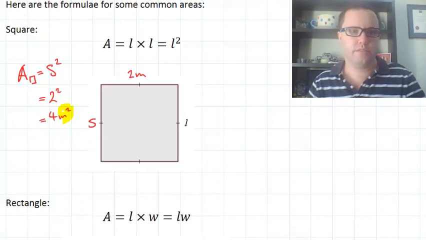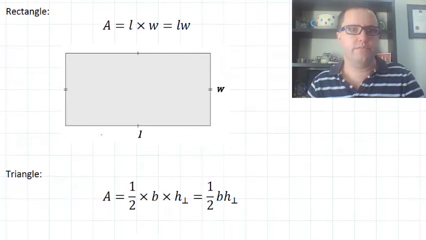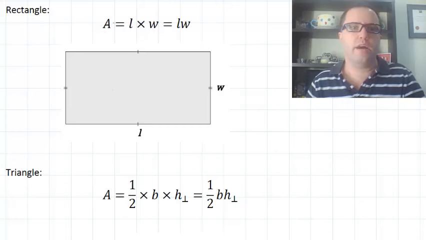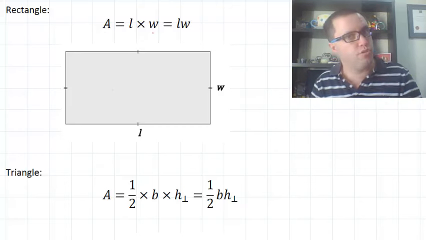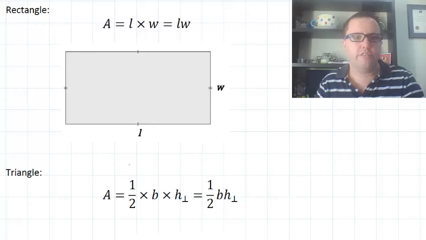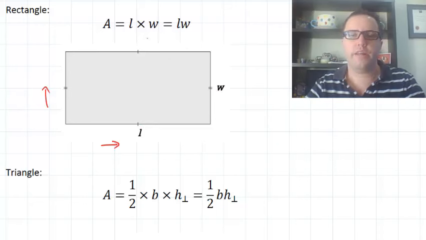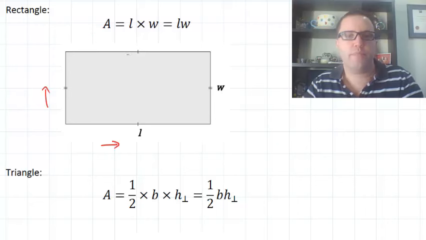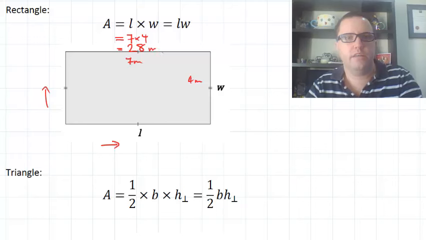Let's have a look at our rectangle. The area of a rectangle is, again, just 2 lengths multiplied. However long it goes in this direction multiplied by however long it goes in this direction. So a length times a width, however you want to write it. Capitals is fine, doesn't really matter. If this was 7 meters and this was 4 meters, the area would be equal to 7 times 4, which is 28 meters squared.